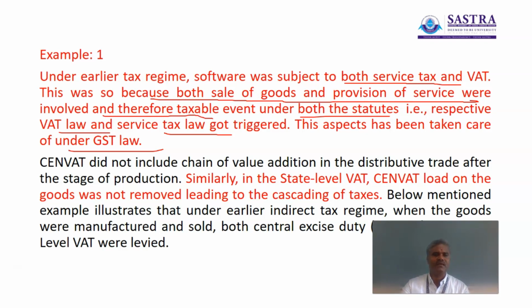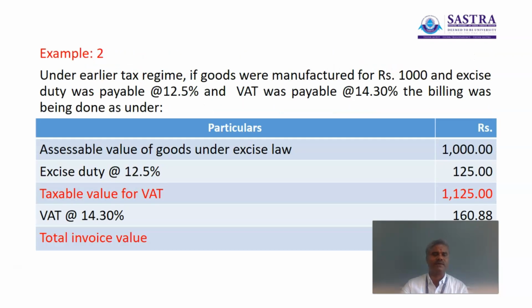Then you see example 2. Under the earlier tax regime, if goods were manufactured for 1,000, excise duty was payable at 12.5% and VAT was payable at 14%. You see, we had to pay two taxes for one good. Suppose you buy or manufacture goods worth rupees 1,000, you have to pay two taxes. One is excise duty, another one is VAT.